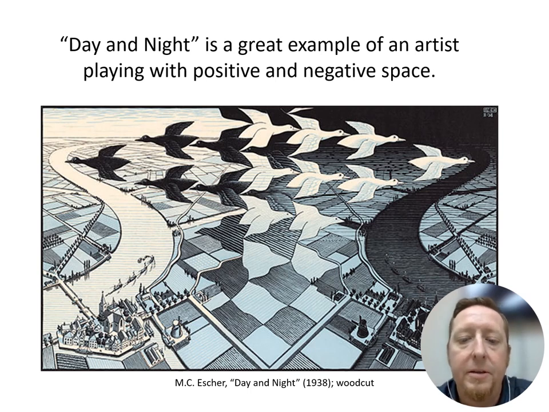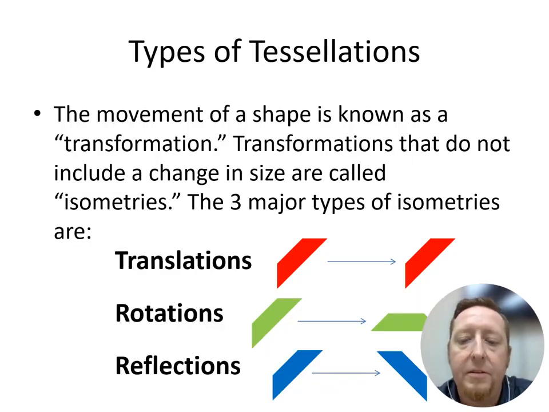He started experimenting more and more, playing with positive and negative space. So it still has the idea of tessellations in it, but it's changing as it goes along. And it also mirrors on each side right down the middle here. Pretty cool. What are different types of tessellations?